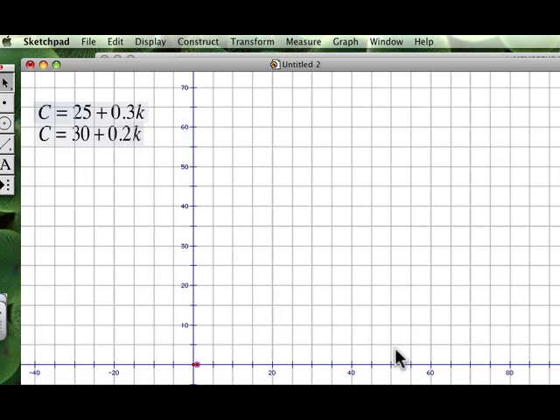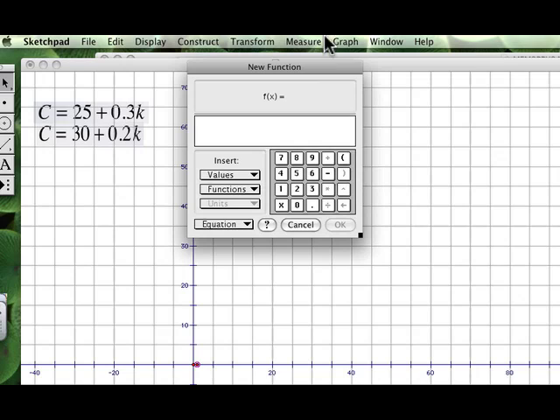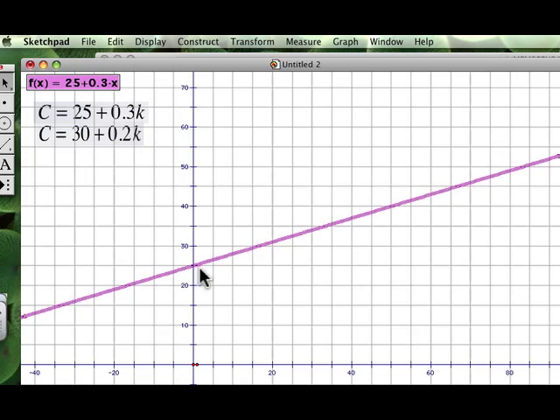And then what we're going to do is plot the functions. Remember that for Geometry Sketchpad, we're going to click on Graph, Plot New Function, and we're going to put in our equation. So our first equation is 25 plus 0.3, and instead of K, because we don't have a choice of K here, we're going to put x, and then we're going to click OK. And you get a graph of, this is 25 plus 0.3K, which is f of x equals 25 plus 0.3 times x. So that's what that means.